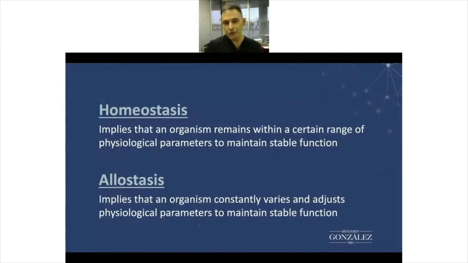We do this because we're trained to think about homeostasis, the balance of things, and we're taught about homeostasis in basic high school biology: that an organism remains in a certain range of physiological parameters to maintain stable function, and whenever outside stressors push it outside that range, the body fights to stay within it. That's not really how the body works. It's more of an allostatic point of view, where the organism constantly varies and adjusts those physiologic parameters to maintain stable function.